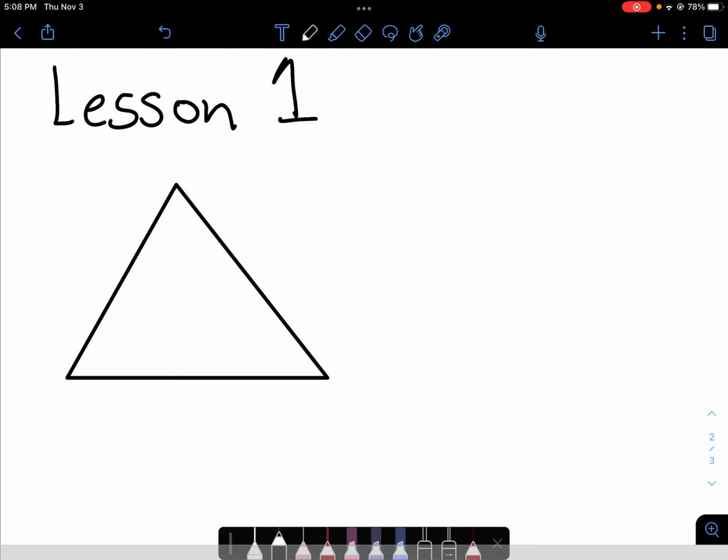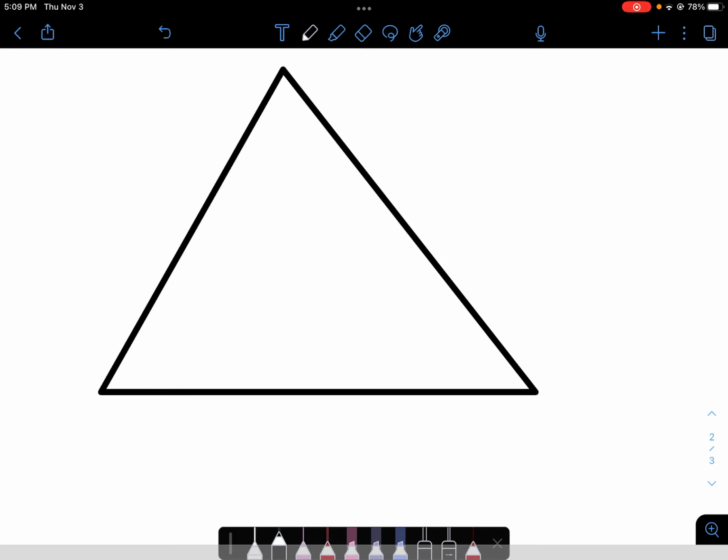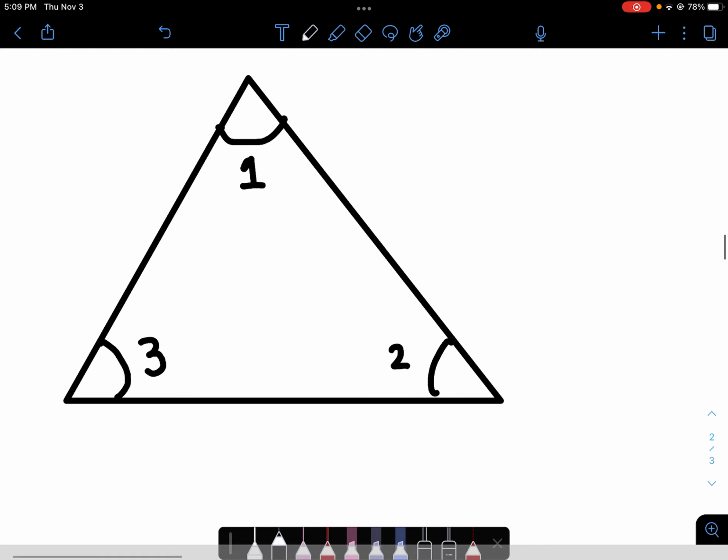Hi everyone, this is chapter 4 of lesson 1 for geometry, and this lesson covers the sum of angles in a triangle. So, what is the sum of angles in a triangle? Well, this angle, say angle 1, plus this angle, say angle 2, and this angle, say angle 3, equals 180.